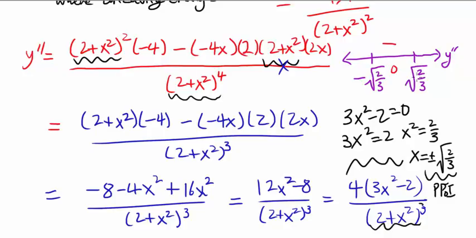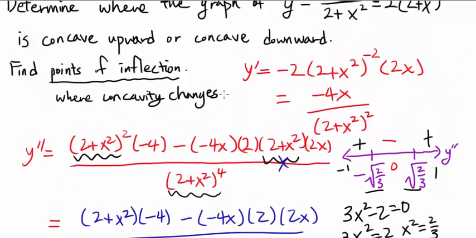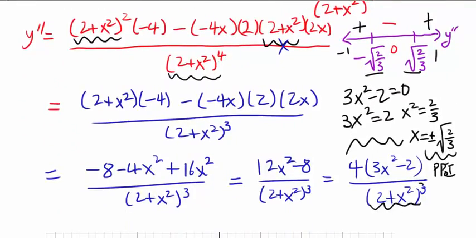And to the right of square root of 2/3, such as 1, plugging it in, you're going to get positive, because 3 times 1 squared minus 2 is positive. And a value to the left of negative square root of 2/3, such as negative 1, plugging it in is going to get you positive again. 3 times negative 1 squared minus 2 is positive 1. So we know the graph is concave up to the left of this point. The graph is concave down in between these 2 points, and the graph is concave up afterwards. So we have found where the graph is concave up and where the graph is concave down.